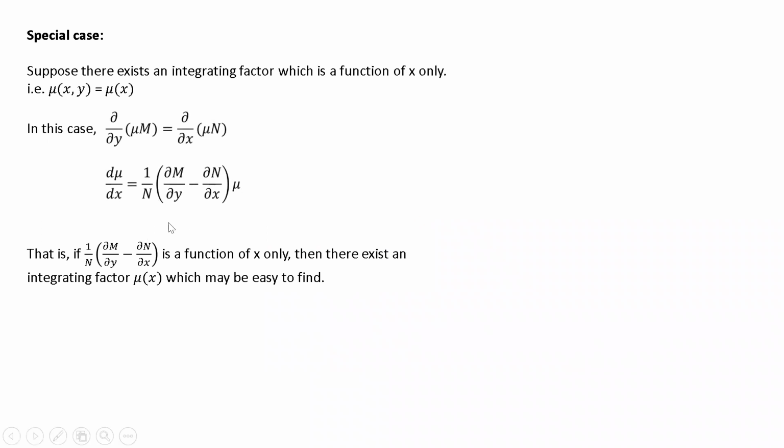First, let's hope that there exists an integrating factor function that only depends on x. In general, this integrating factor is a function of x and y, but let's say I hope there exists an integrating factor that only depends on x, so I can just write it as mu(x). In this case, of course, this mu still needs to satisfy this equation here.